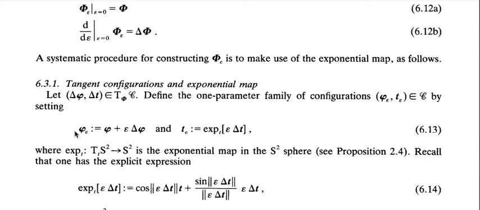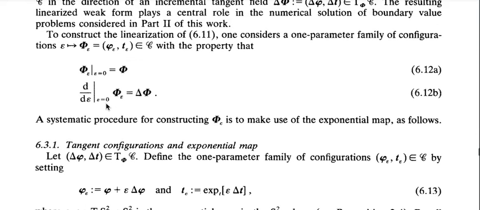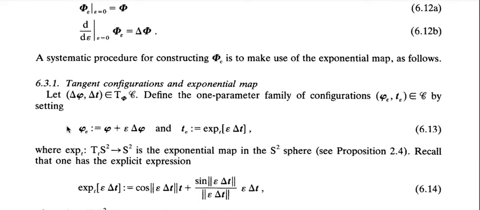Then we can write each individual. First we need to characterize that the change in shell configuration should satisfy these two properties. So we consider the change in the phi map as this: phi epsilon is equal to phi plus epsilon delta phi, and t epsilon is exponential of epsilon delta t. This relation we have already seen before. So the mid surface is parameterized in this manner, and the director vector is parameterized in this manner.